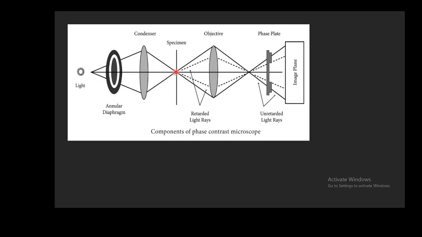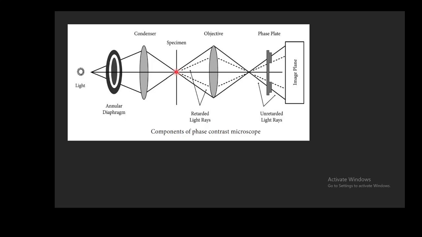As you know, your specimen will be having some places where the refractive index is going to be high or the refractive index is going to be low. Where the refractive index is high, for example, any organelle in the cell or the nucleus, which has a higher refractive index, the light is going to be diffracted, while from the surrounding media the light is not going to be diffracted.